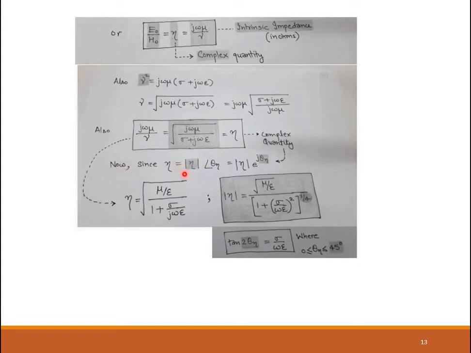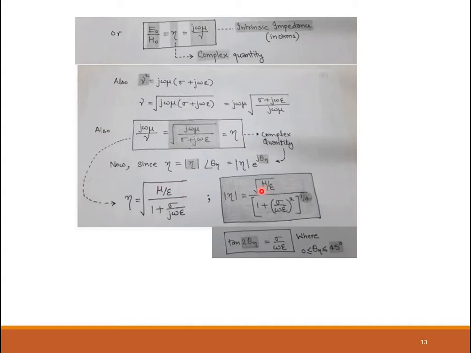Definitely the intrinsic impedance has a magnitude and an angle. Here it is further modified and written: when you divide by j omega epsilon in the numerator and denominator, you get it in this form. This form is written as magnitude and as angle.